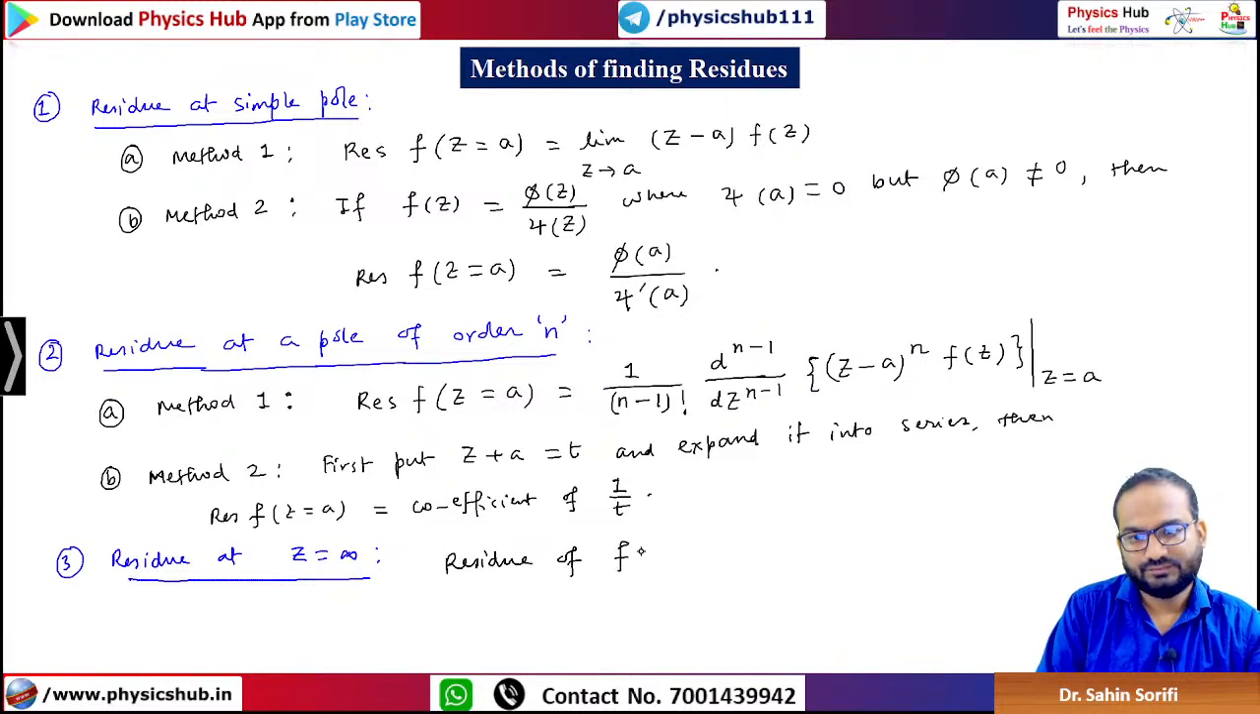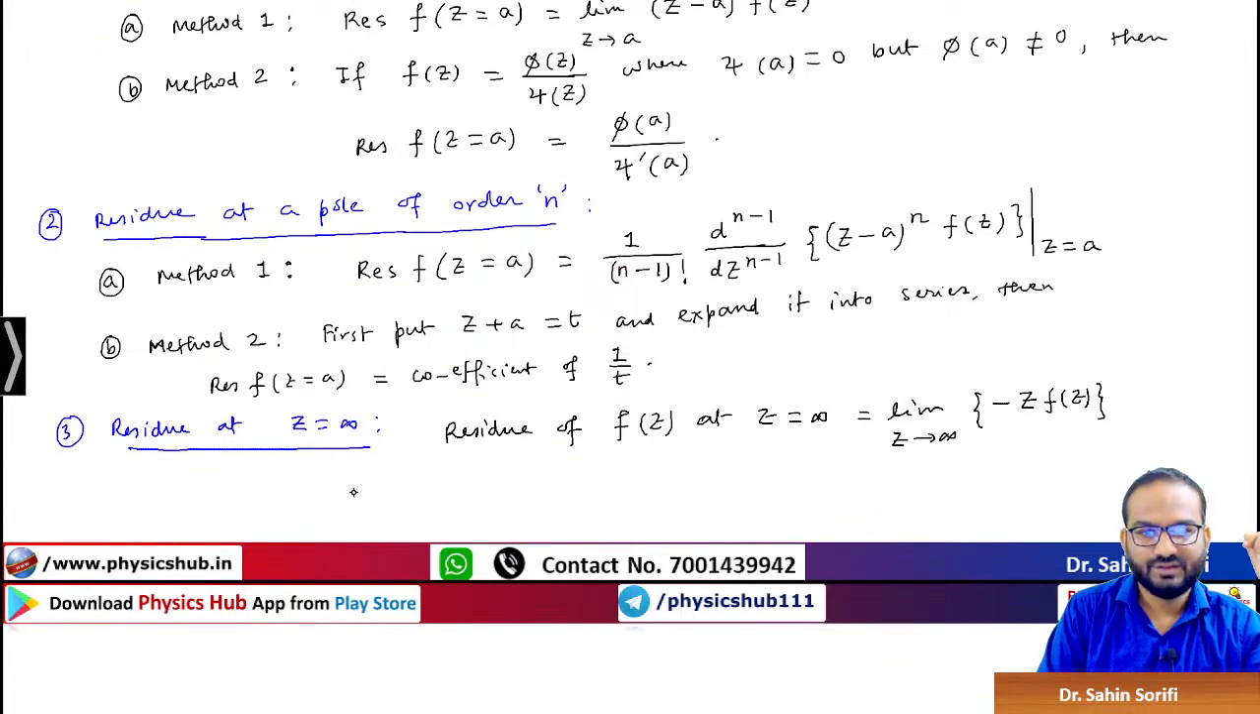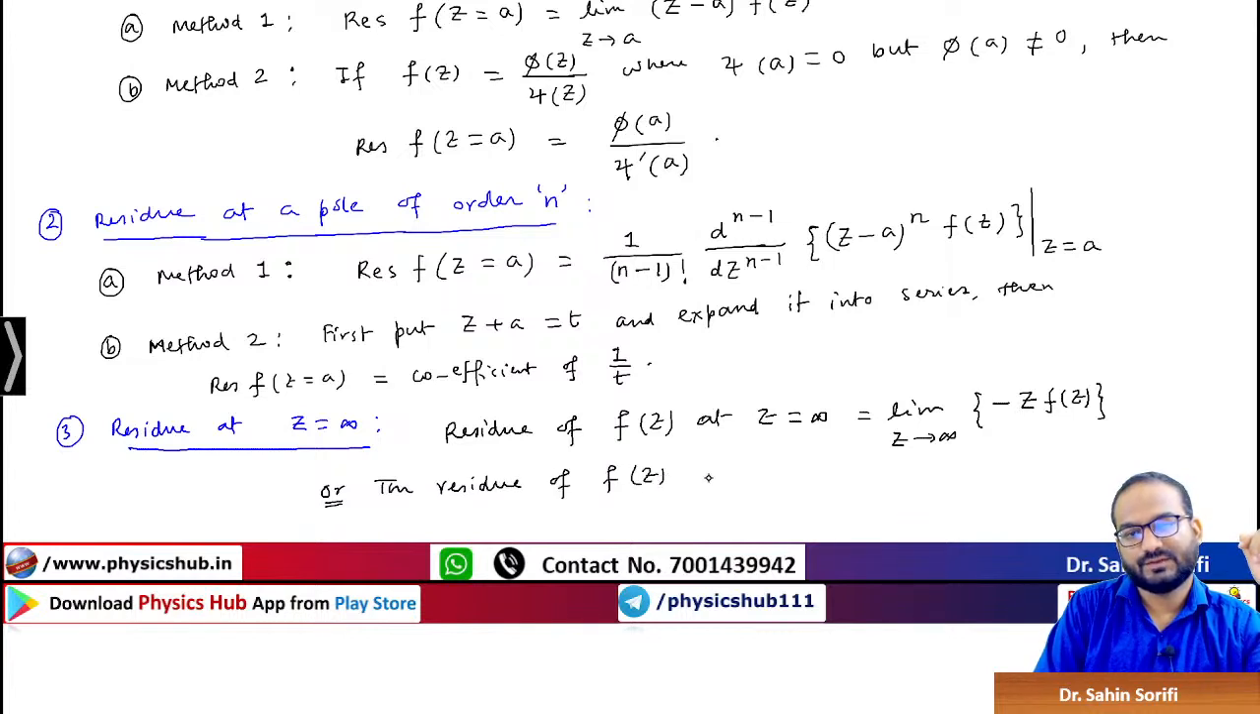Residue of f of z at z equals infinity has the formula limit z tends to infinity of minus z times f of z. This is not widely used, okay, and it has another form. The residue of f of z at z equals infinity is written in this way: minus 1 upon 2 pi i, integration over C of f(z) dz.